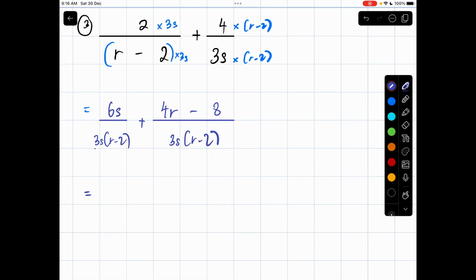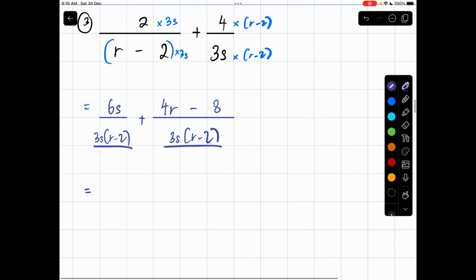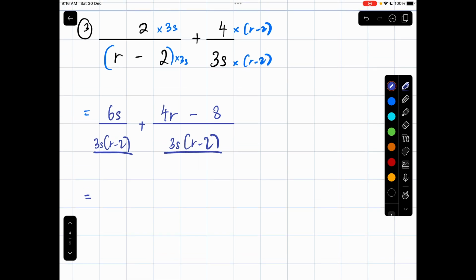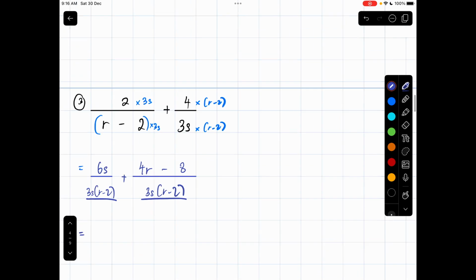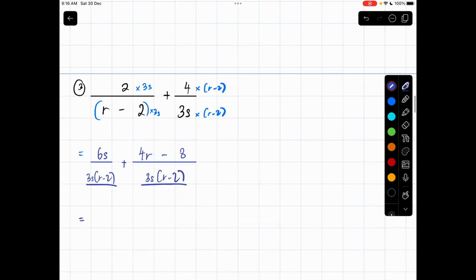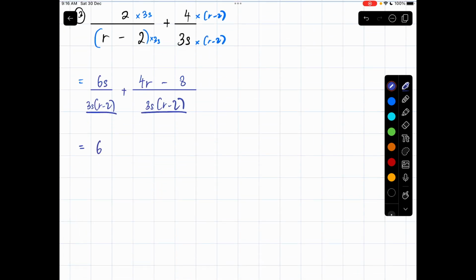Then now that the denominators are the same, it's wise to put them together for easier handling. So 6s plus 4r minus 8 divided by 3s(r minus 2).